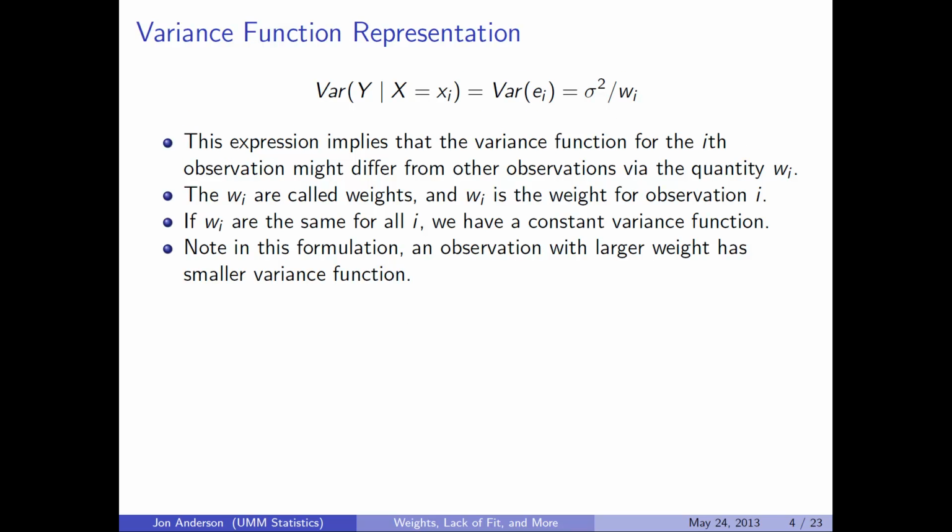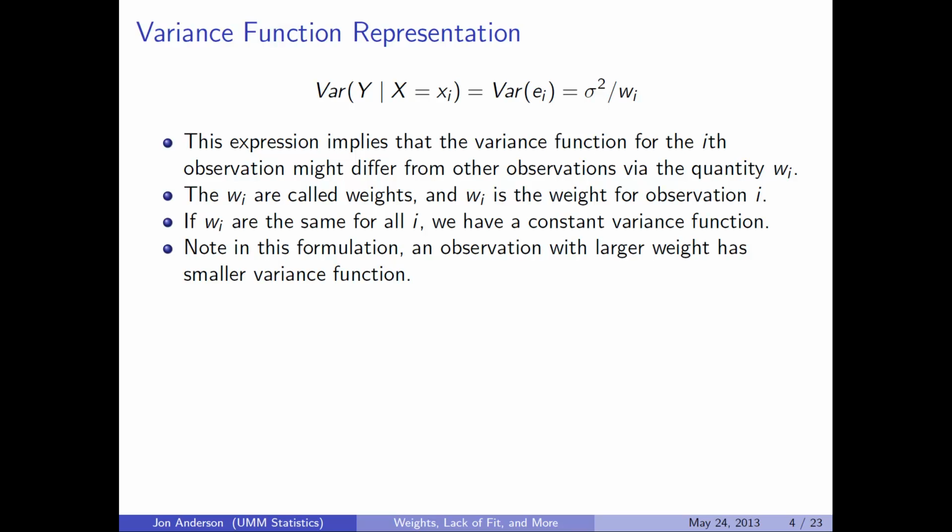So here's a way that we can express the variance function of the response in a more general way. The variance function for a random error can be expressed as sigma squared divided by wi, where wi stands for a weight, and it gives a different weight for every observation, potentially. If every observation has the same weight wi, then we are in a constant variance situation like we've been in before, and we don't have a problem.